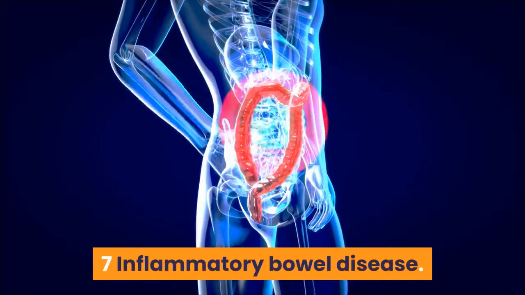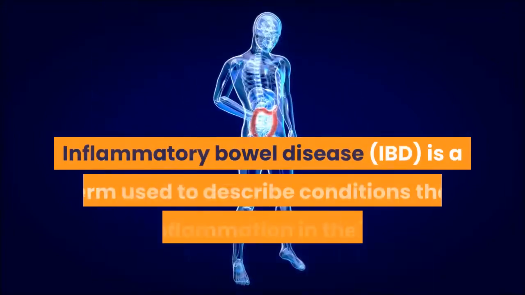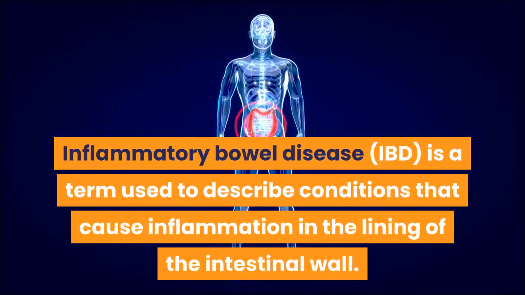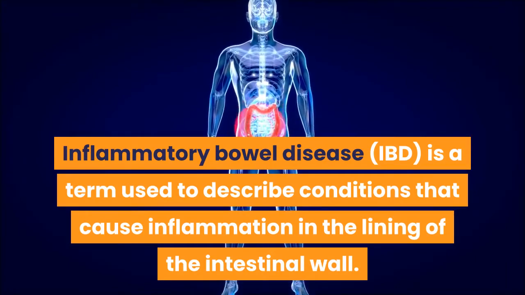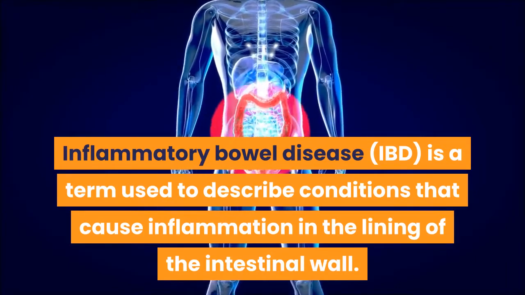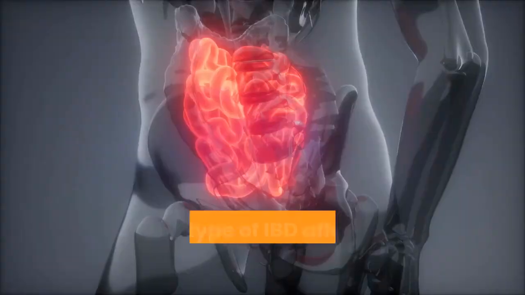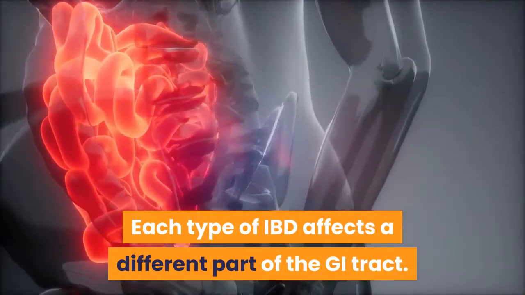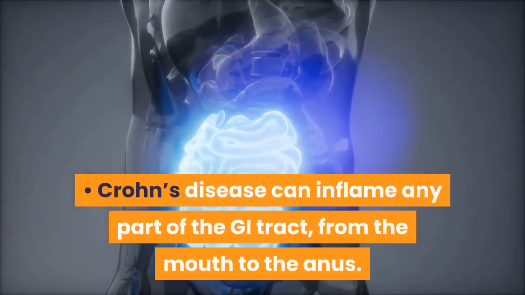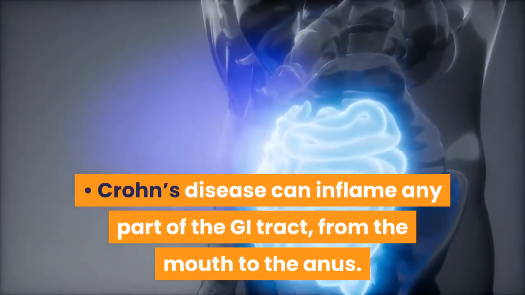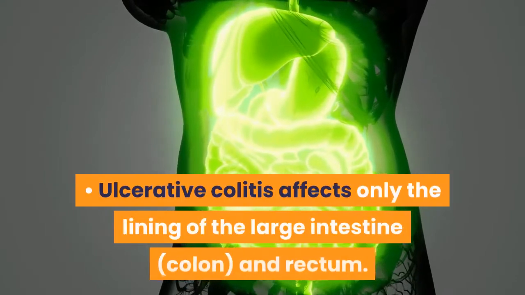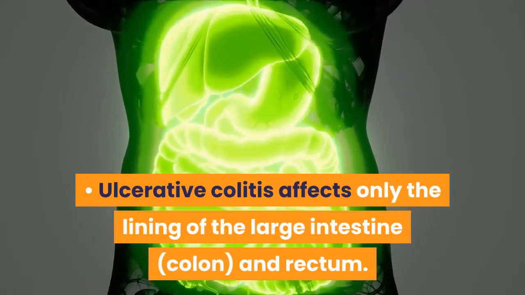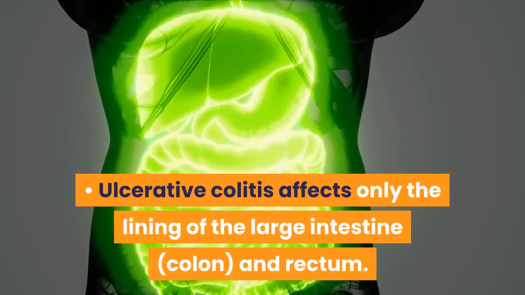7. Inflammatory bowel disease. Inflammatory bowel disease, IBD, is a term used to describe conditions that cause inflammation in the lining of the intestinal wall. Each type of IBD affects a different part of the GI tract. Crohn's disease can inflame any part of the GI tract, from the mouth to the anus. Ulcerative colitis affects only the lining of the large intestine, colon, and rectum.